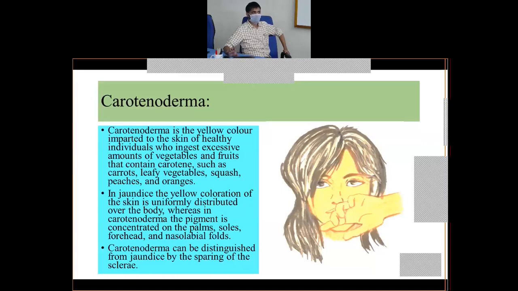In jaundice, you will get yellowish discoloration of the sclera, and there is uniform distribution of the discoloration all over the body. Whereas in carotenoderma, the pigment is concentrated on the palm, sole, forehead, and nasolabial fold. And carotenoderma can be distinguished from jaundice by sparing of the sclera. Classically, in jaundice, the first site to be involved is the sclera, but in carotenoderma, classically they do not involve the sclera. So the sclera will remain white. You can see in the picture, the sclera remains white, but the rest, the palm, face, and forehead, have yellowish discoloration.